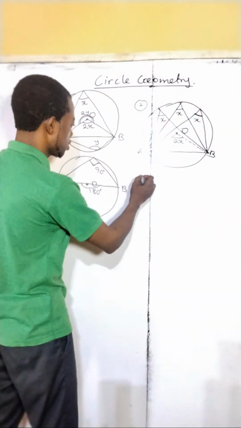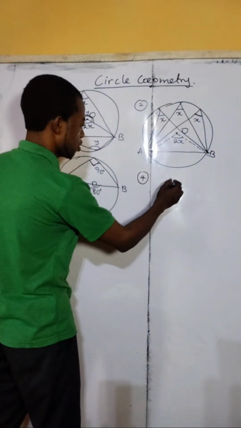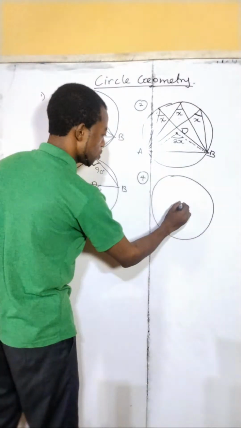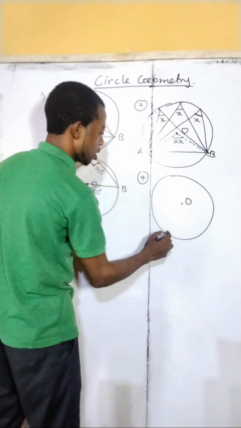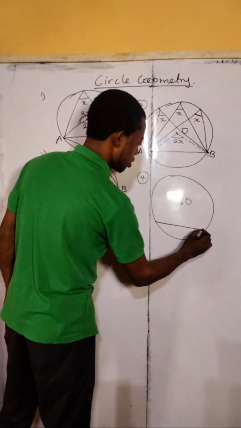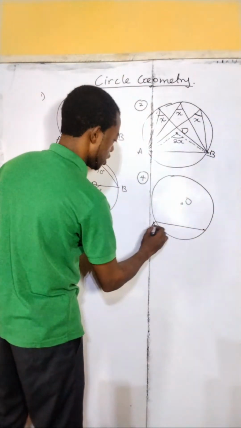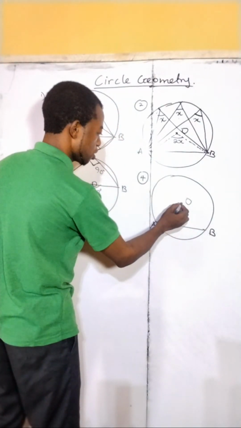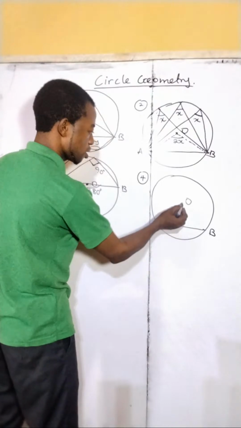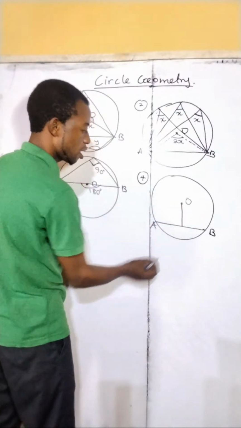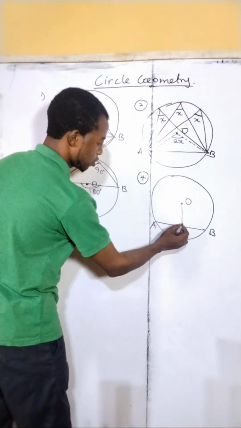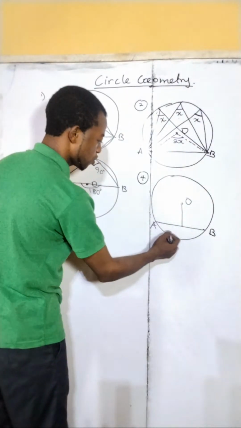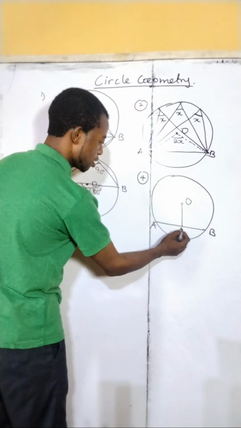And we also have another theorem, number 4. When we have a circle with center O, and we have a chord AB, and a line is drawn from the center to the chord, this line drawn from the center to the chord meets at a right angle with this chord, and also bisects this chord. Bisect means divide this chord into two equal halves. So label this as N.